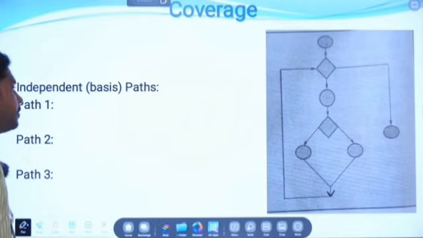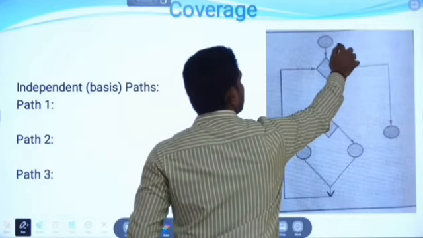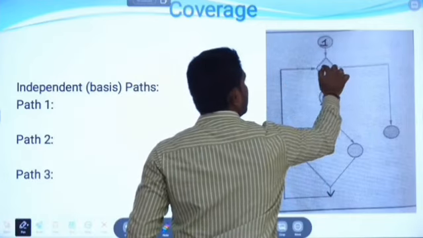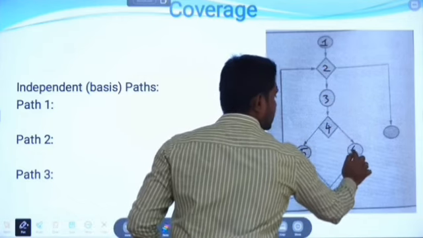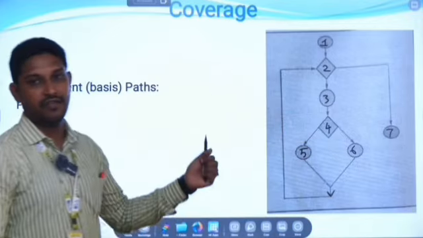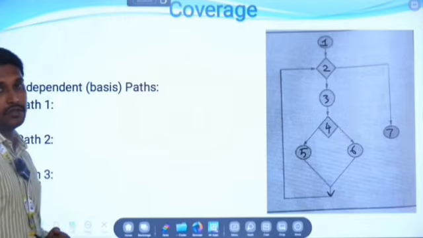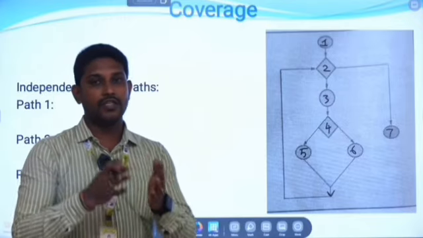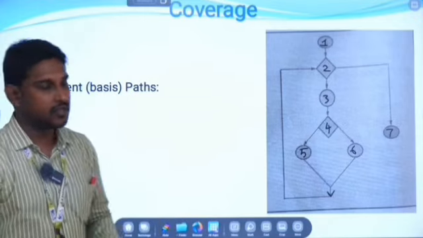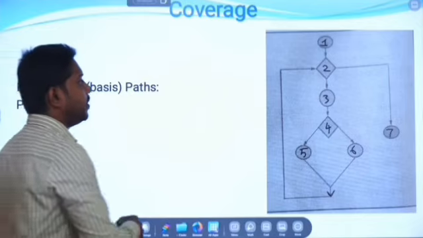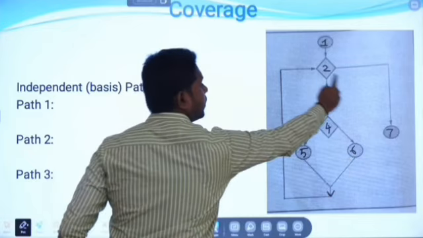Before you find the independent paths, you have to give a number to the nodes. So the numbers we see are 1, 2, 3, 4, 5, 6, 7. You have to give a number for each and every node, then only you can easily identify the paths. So how are you going to identify the paths? You have to go with the positive, the true path, and the negative, the false path. First we go with the positive path, path 1. Path 1 will be 1, 2, 3, 4, 6, 2 and 7.